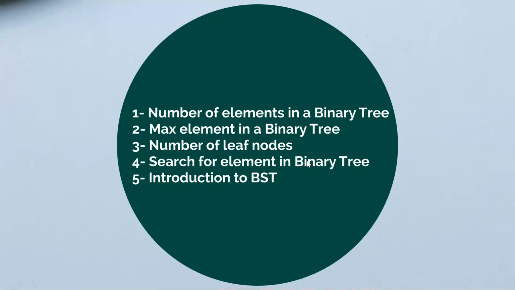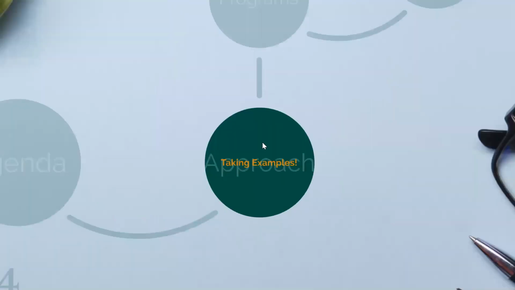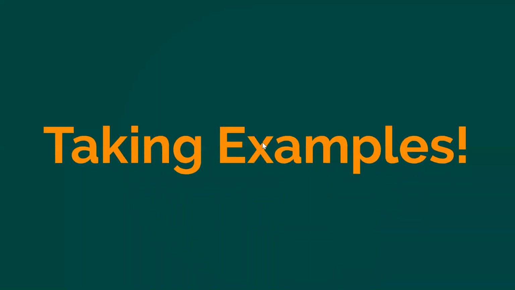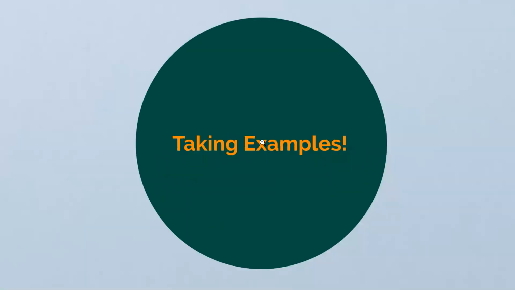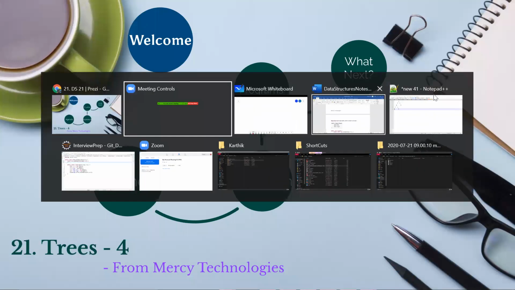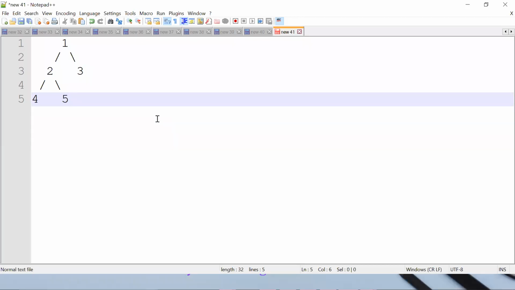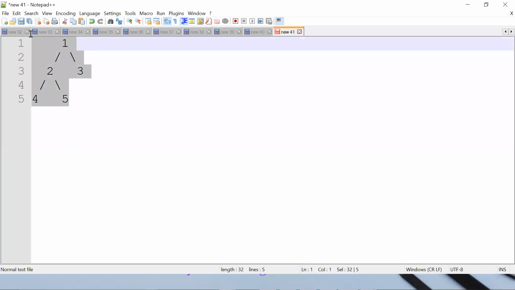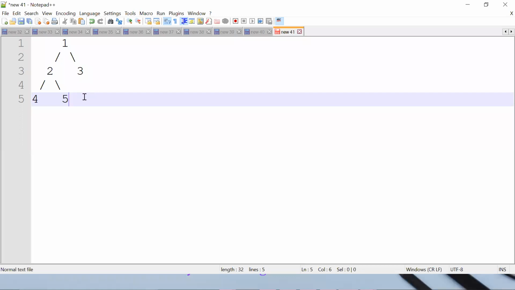Okay. So what would be our approach? Our approach could be like taking examples, right? I think we've been following this approach since quite long. So let's straight away go and try to see. Here in today's class, I'll be taking some example like this. Okay, this is a binary tree, and the following is the example.